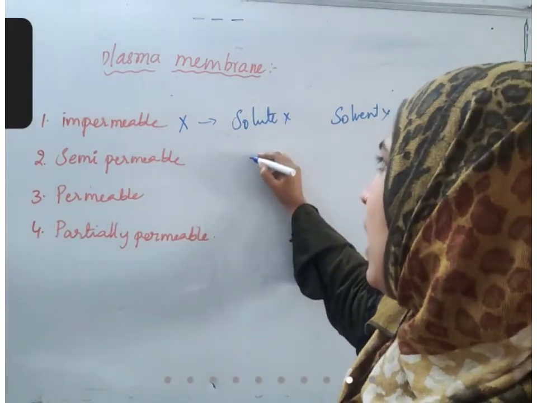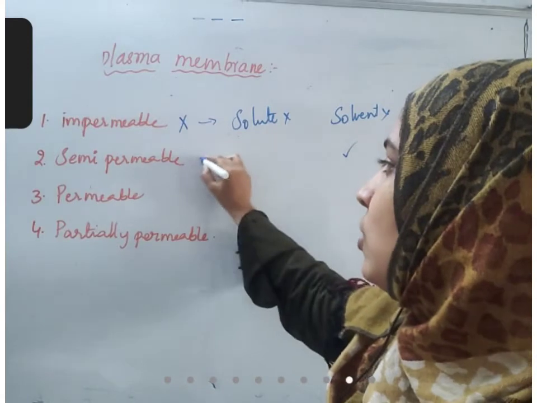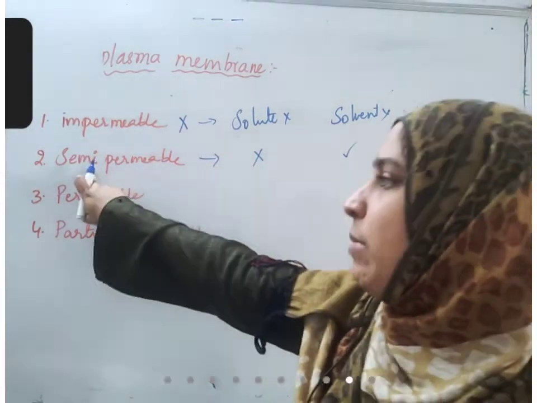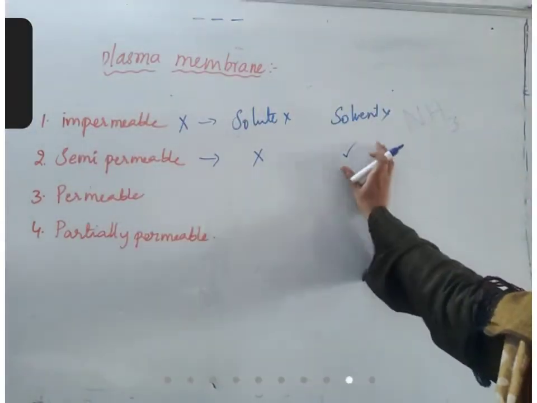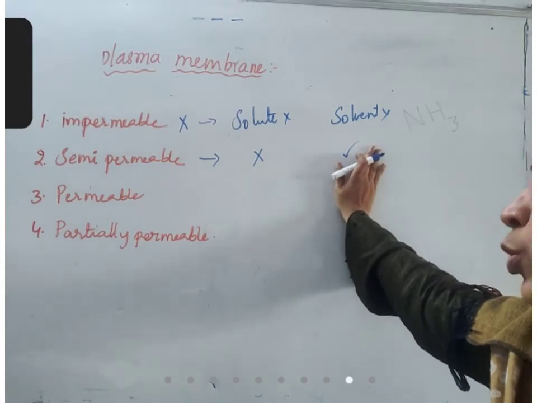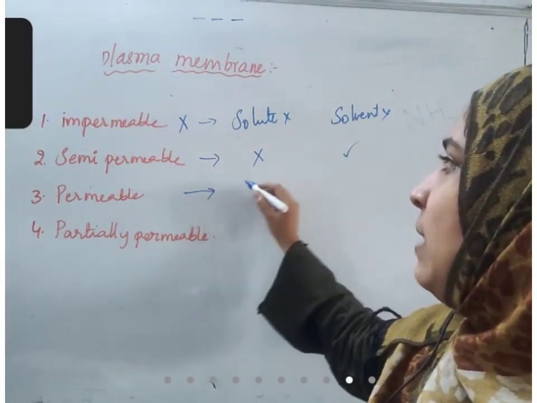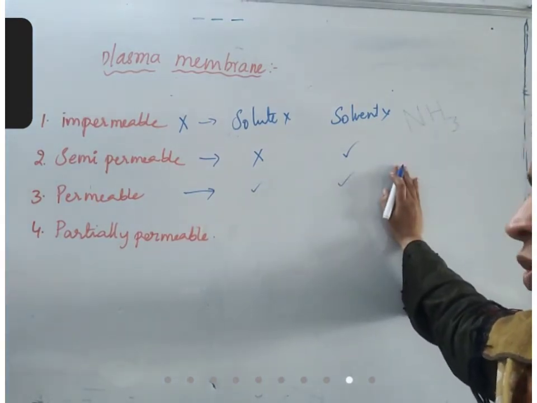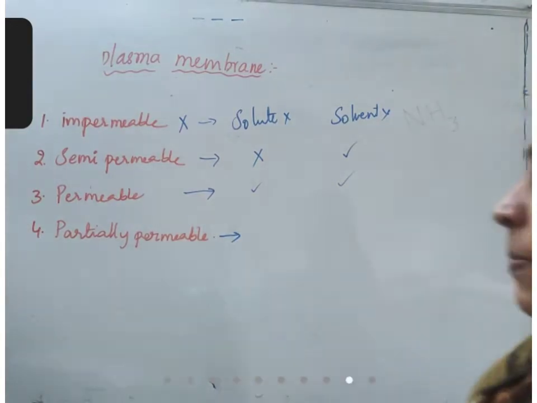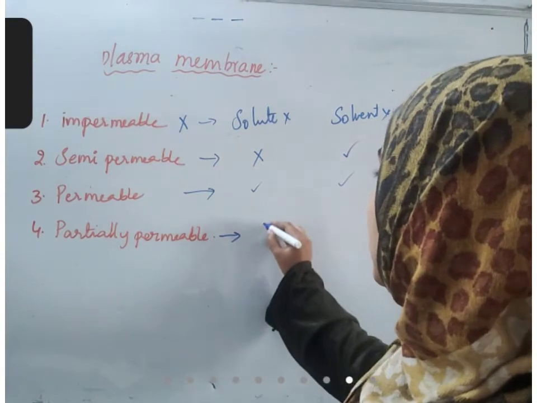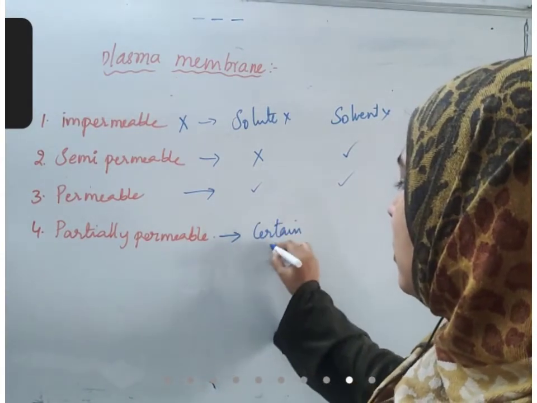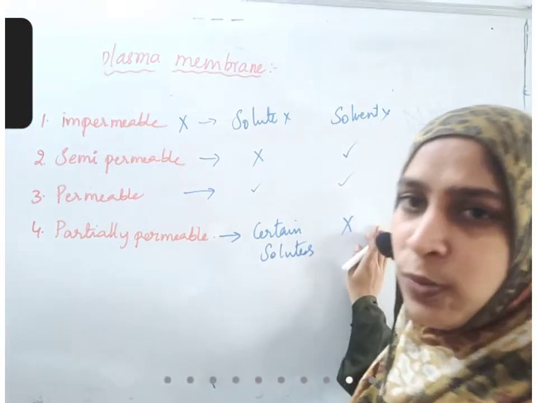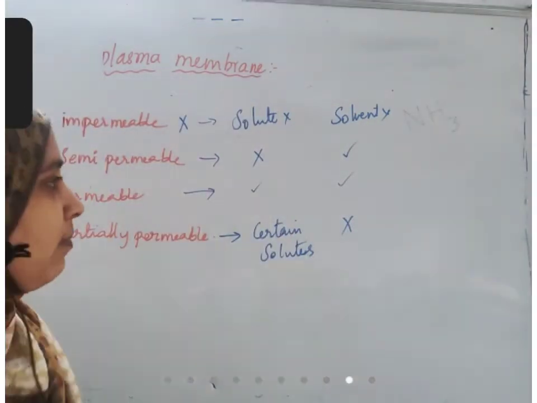Semi-permeable membrane allows only solvent particles to pass through it. Solute particles cannot pass through it. Here the word semi means half of the particles, that is solvent particles, are able to move. A permeable membrane is completely permeable. It allows solute particles and solvent particles to pass through it. A partially permeable membrane allows only certain solutes to pass through it. Not all solutes are allowed to pass through it. So this should be kept in mind.